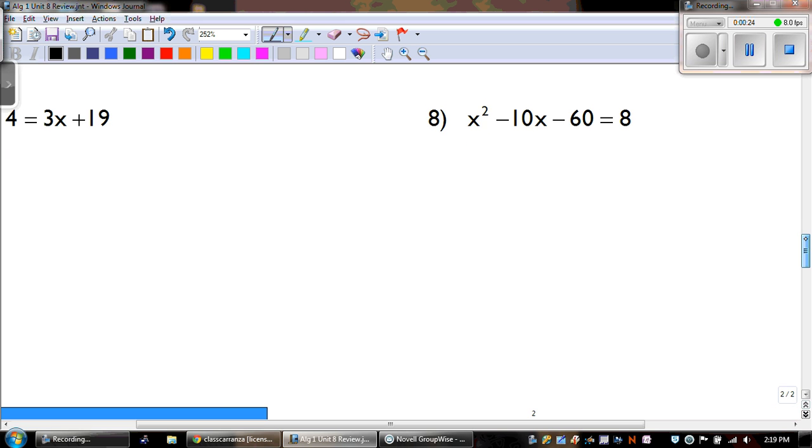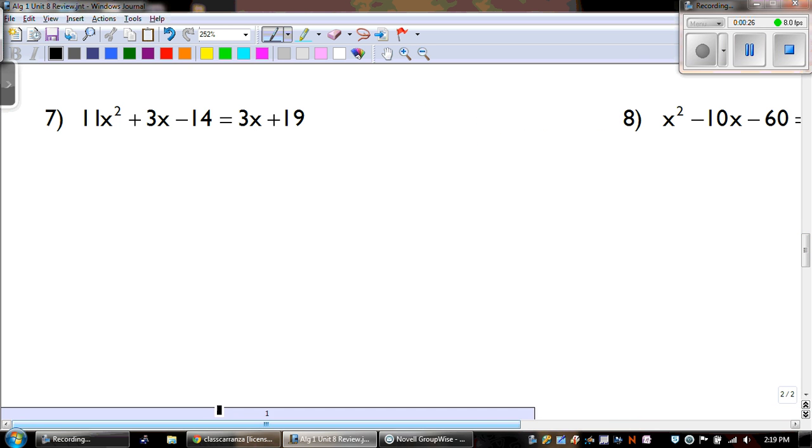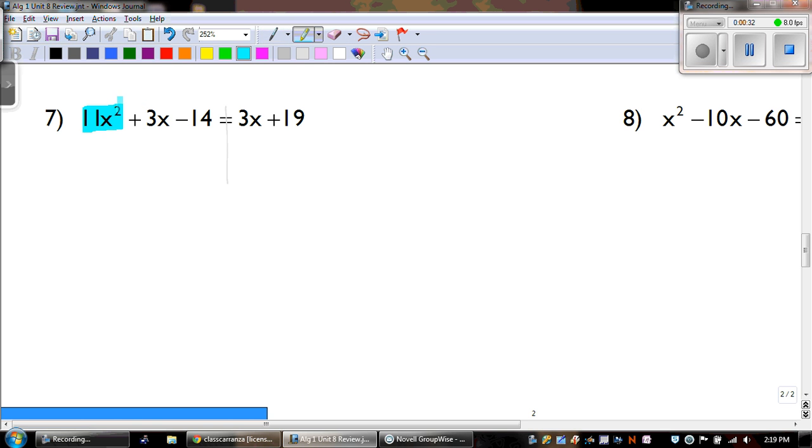Now remember, the first thing we always want to do is set it equal to 0, okay? So I find my quadratic term. It's positive, so I'm going to move everything else over there. So I'm going to subtract 3x. I'm going to subtract the 19. Everything on the right cancels, and it's equal to 0, which is what we want. And we have 11x squared. And then what happens with our linear term? Well, that cancels too. And then negative 14 minus 19 is negative 33.